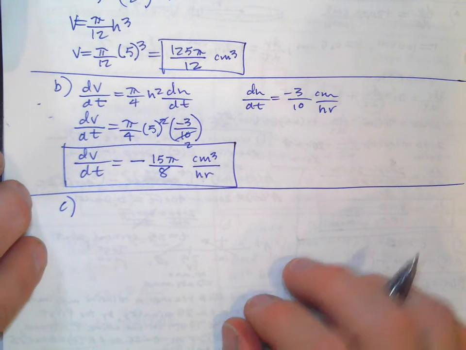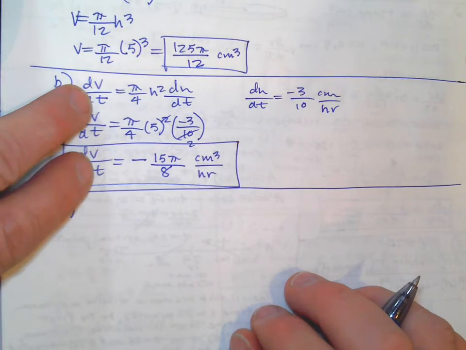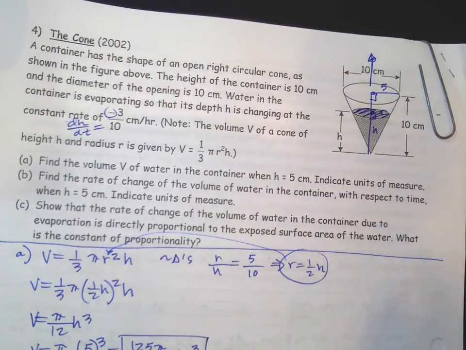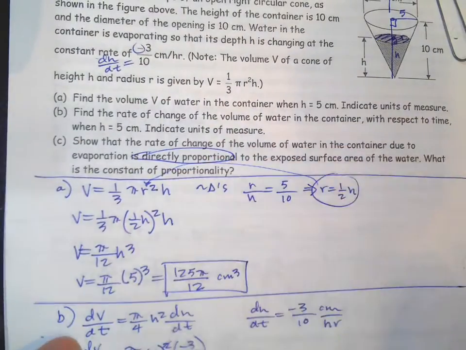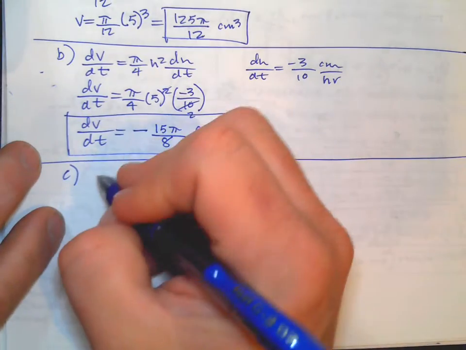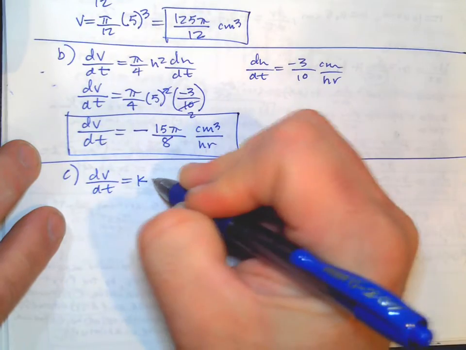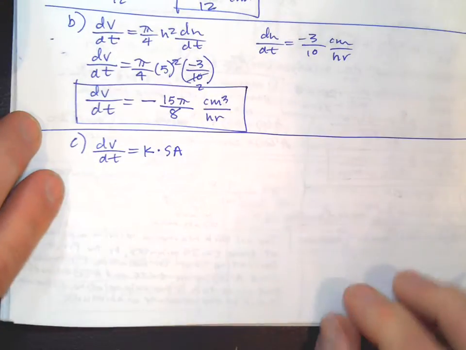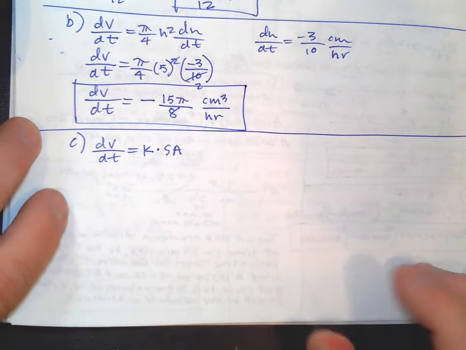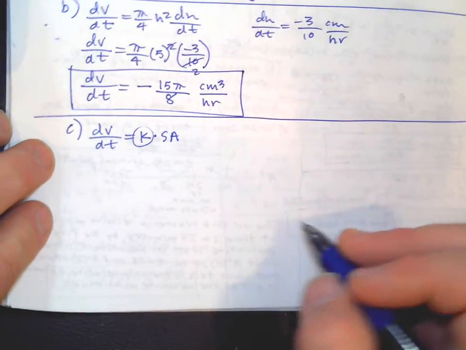Show that the rate of change of the volume of the water in the container due to evaporation is directly proportional to the exposed surface area of the water. What is the constant of proportionality? Directly proportional. So the rate of change of the volume of the water, dV dt, is directly proportional to the exposed surface area. So we want to prove that. This is a constant of proportionality.